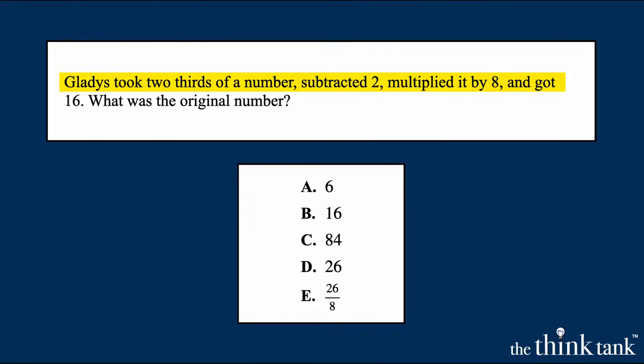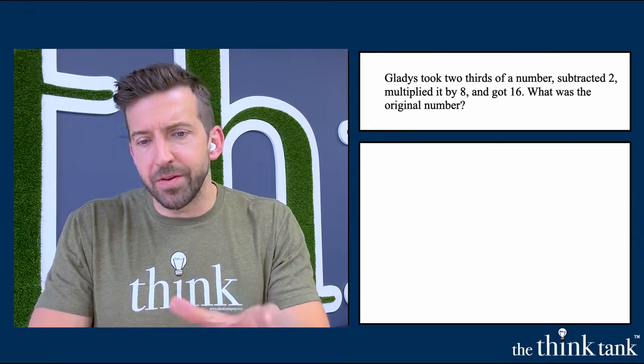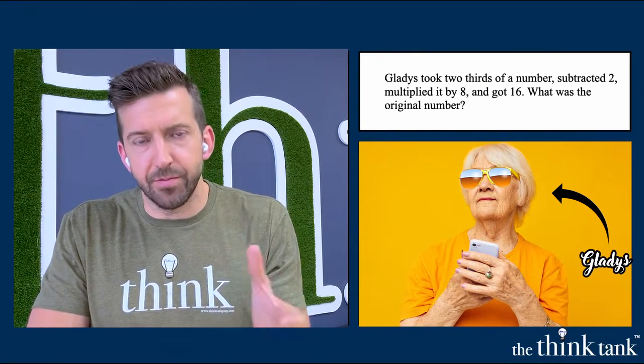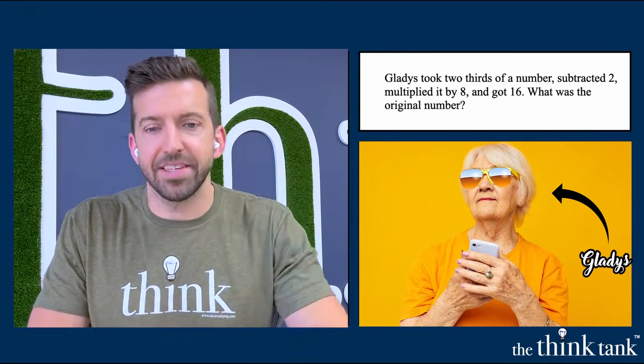Gladys took 2/3 of a number, subtracted 2, multiplied by 8, and got 16. What was the original number? Let's go. We are converting this weird thing that Gladys did to a number for some reason. Who knows why? You never know what Gladys is up to.